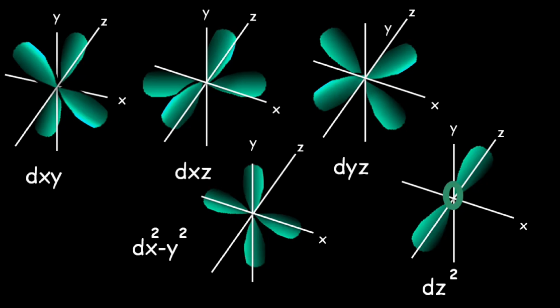This was all about the quantum numbers, their types, their outcomes, and the shapes of orbitals.